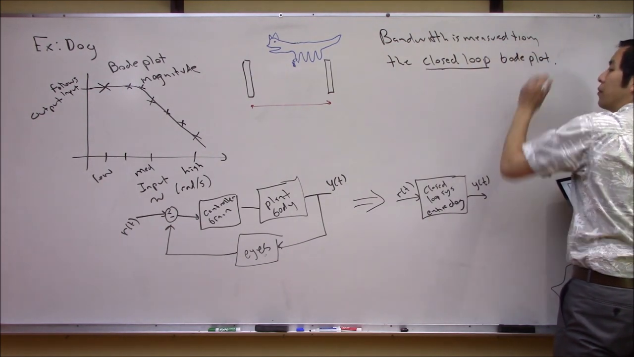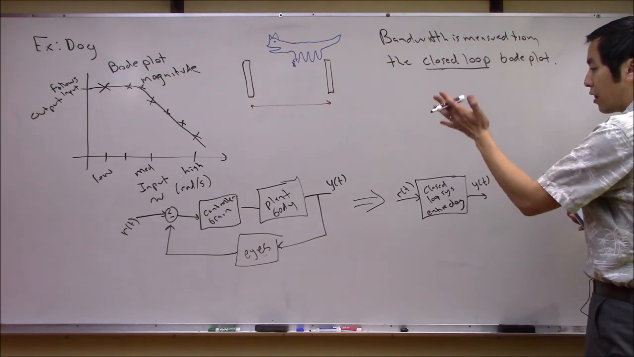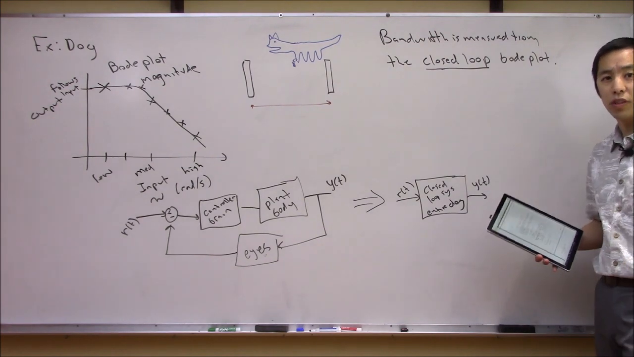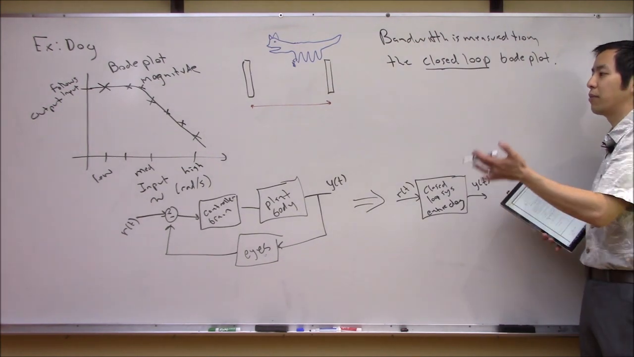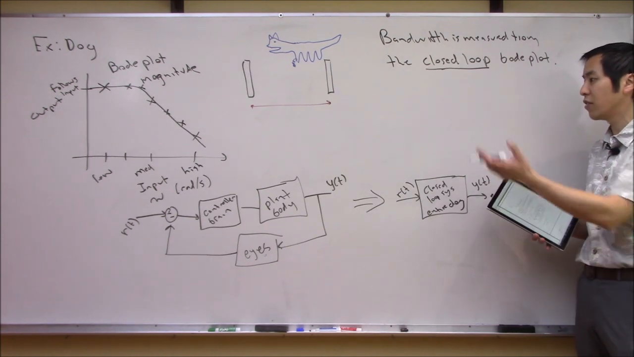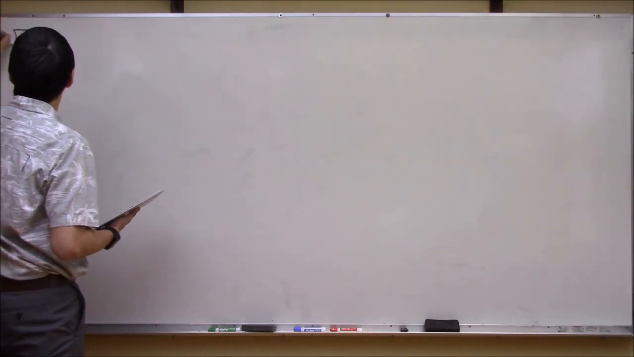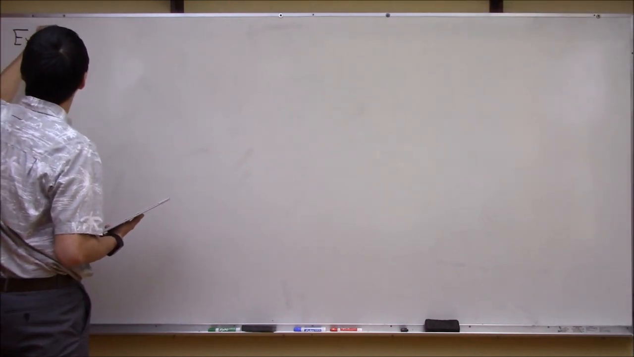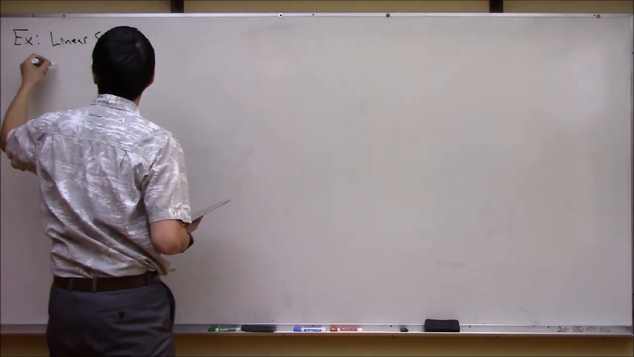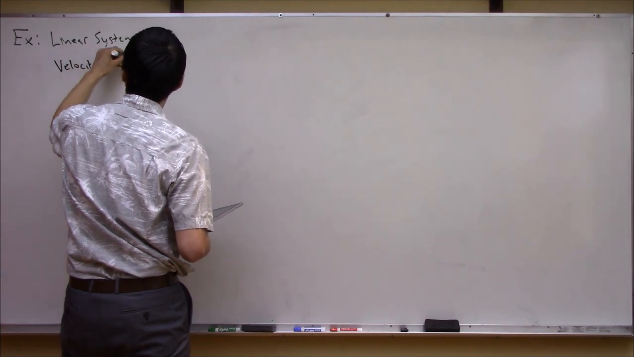Okay, so tell you what, let's go through an example, how about, of a linear system. We're going to see that if you have a linear system, we can actually make some nice estimates, and we can do some nice analysis to try to understand what the bandwidth of that system is. Okay, let's look at an example now of a linear system. And in particular, what I want to look at here is controlling the velocity of a DC motor.